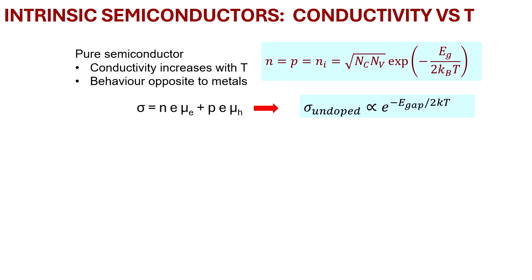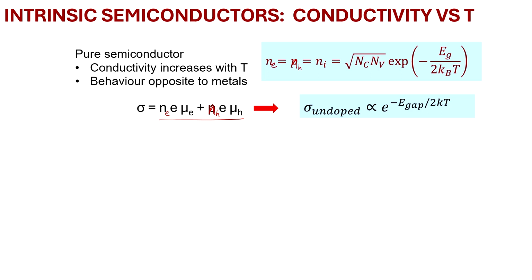In case of intrinsic semiconductor, which means pure semiconductor, the conductivity increases with temperature in a logarithmic fashion, and the behavior is opposite to metals. We know that Ne is equal to Nh is equal to Ni is equal to square root of Nc Nv exponential of minus Eg by Kt, and sigma is equal to Ne into e mu e plus Nh into e mu h. Together, sigma undoped is approximately proportional to exponential of minus E gap divided by 2 Kt.